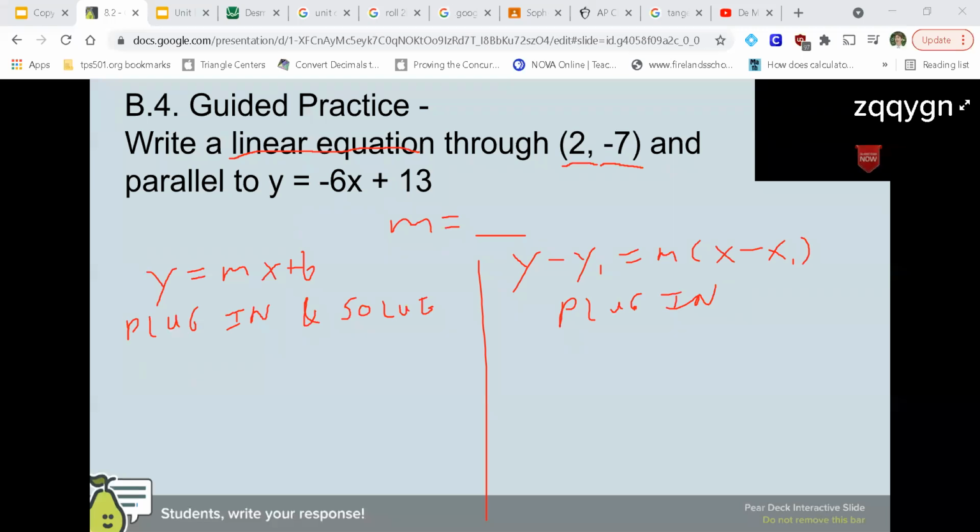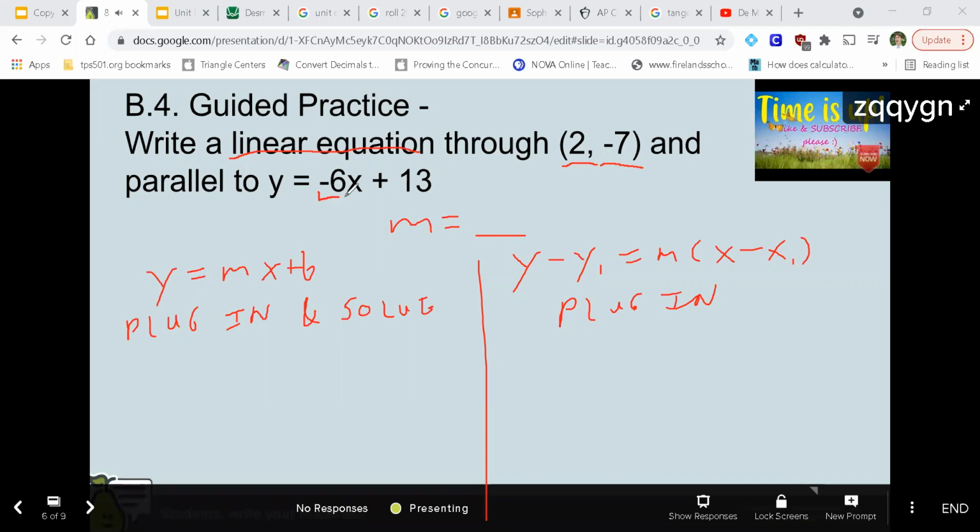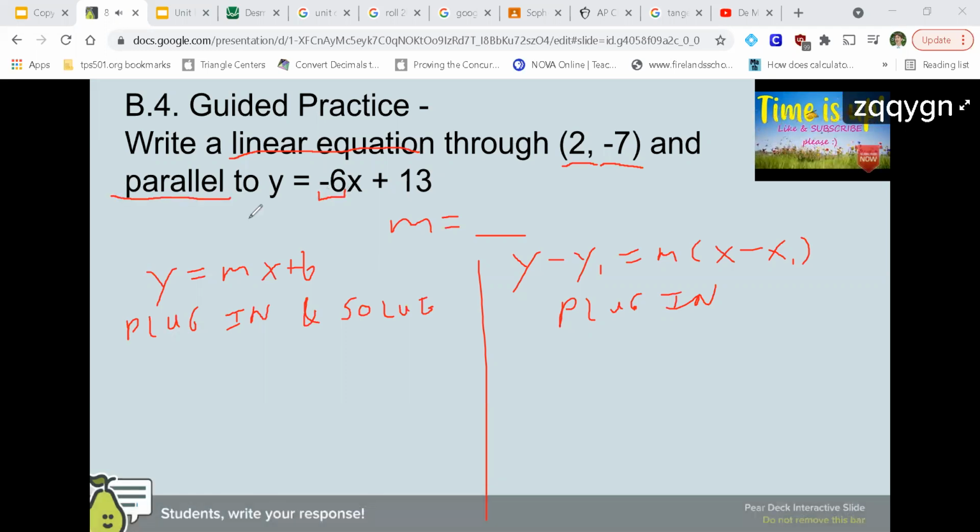Correct. -6 is the answer. All right. So I think we already did the first part, but our slope, again, because it's parallel, has to be the same. So it has to be -6. If you want to use this method, we've got to plug in 2 for x and -7 for y to get this plus b. All right, to solve this for b is 2 steps.